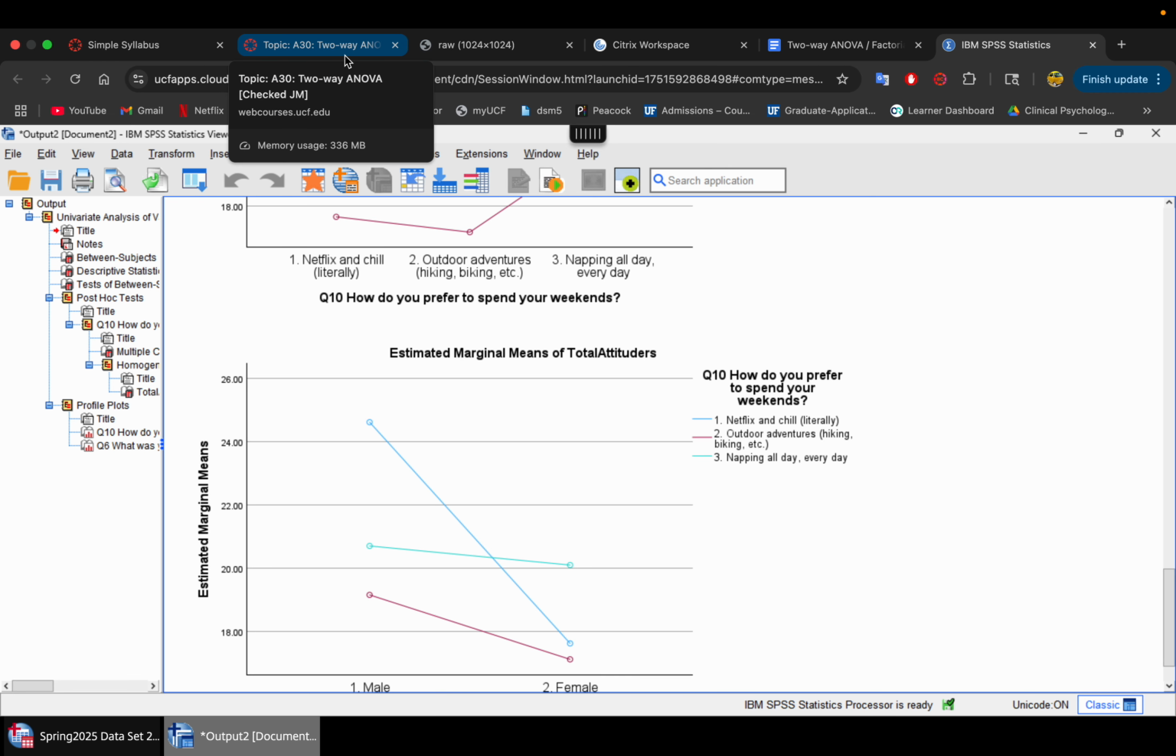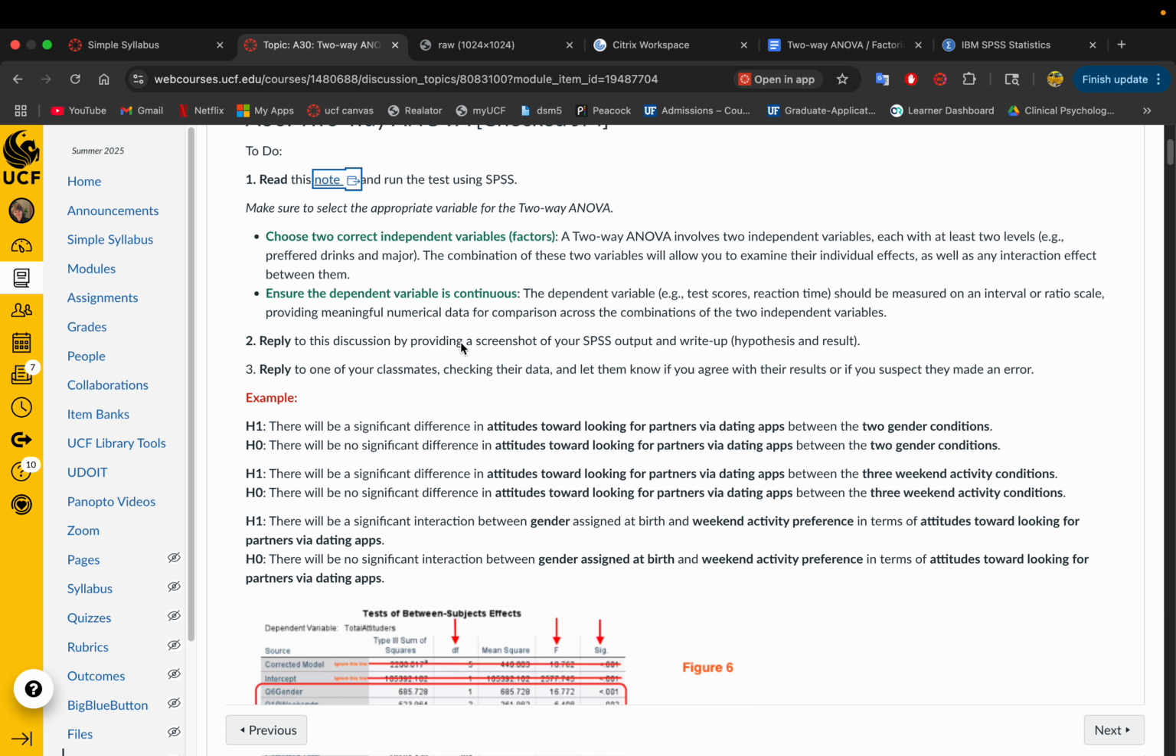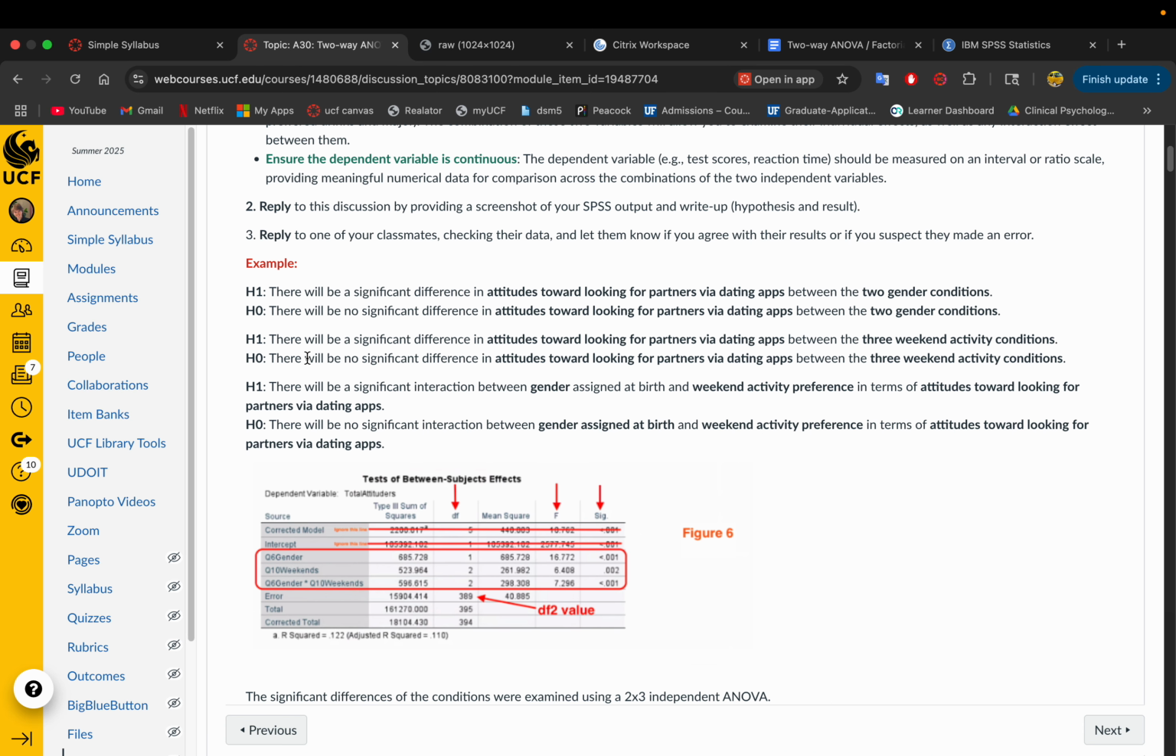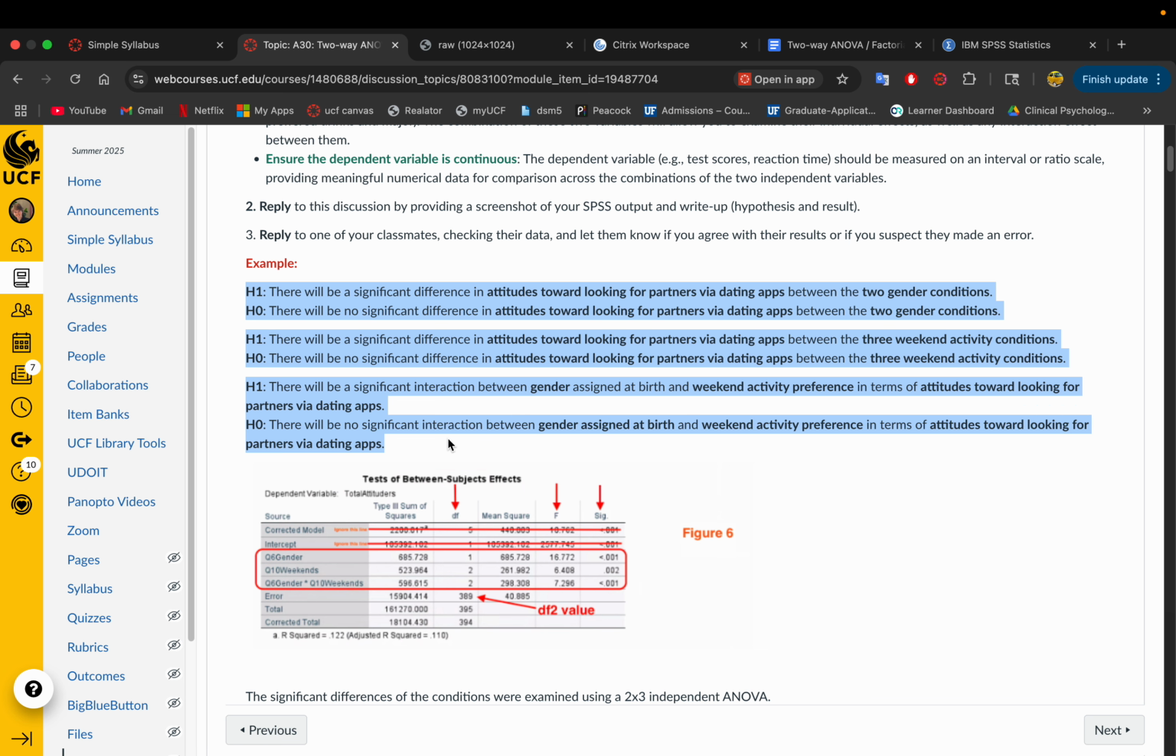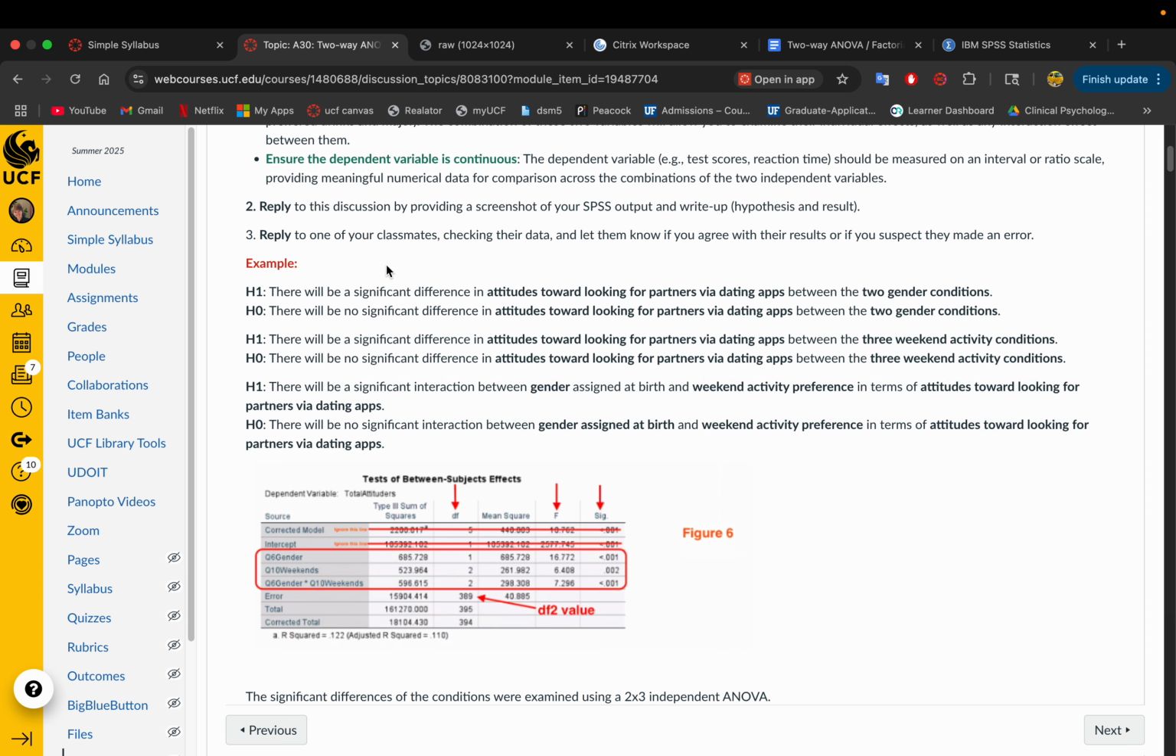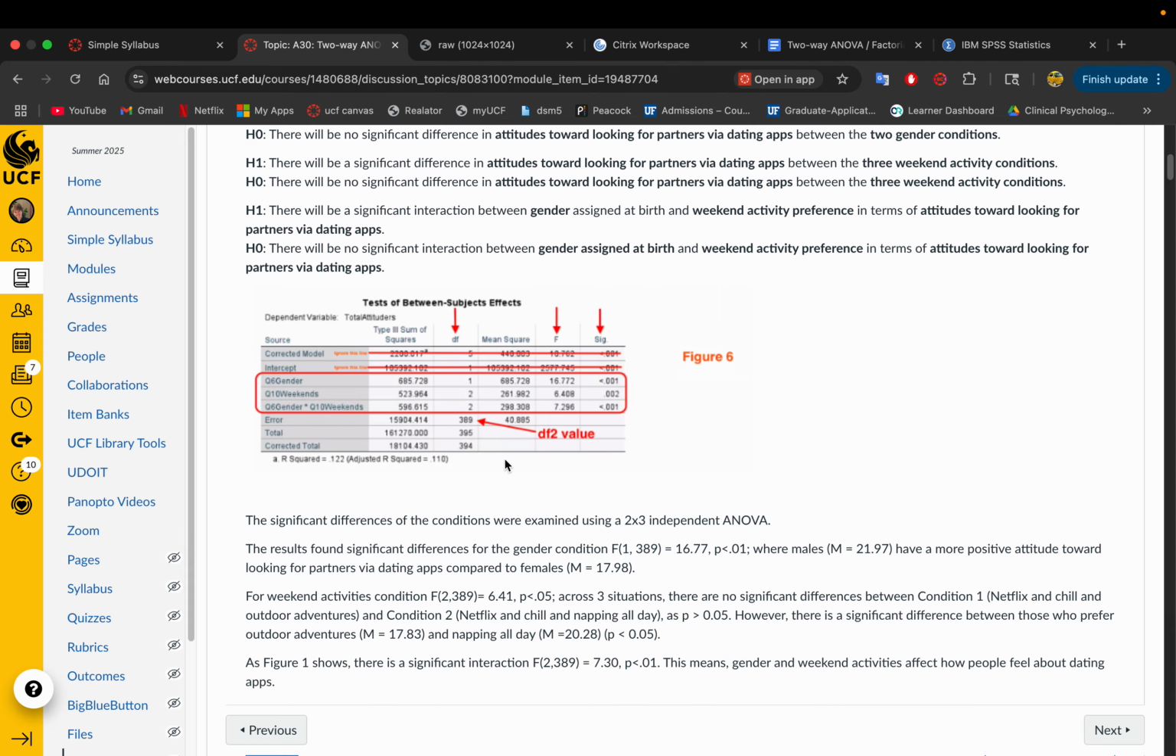It's not that hard. The biggest difference between this and the other ANOVAs is that you have 3 hypotheses rather than just 1. There will be a significant difference in attitudes towards looking for partners in the 2 gender conditions; there will be a significant difference in attitudes towards looking for partners between the 3 weekend activities; and there will be a significant interaction between gender assigned at birth and weekend activity in terms of attitudes towards looking for partners.